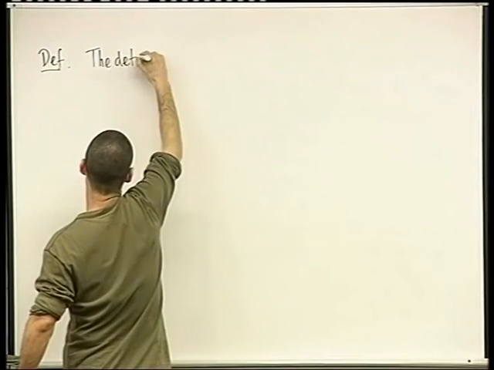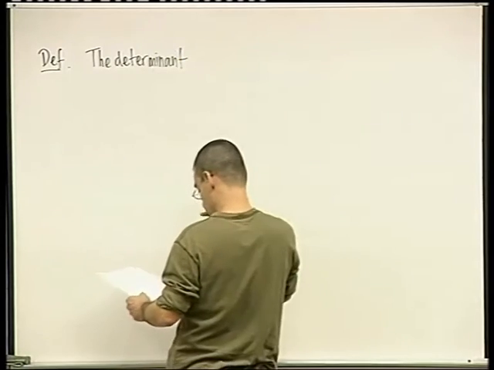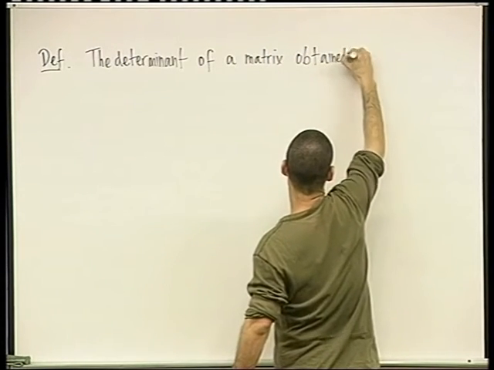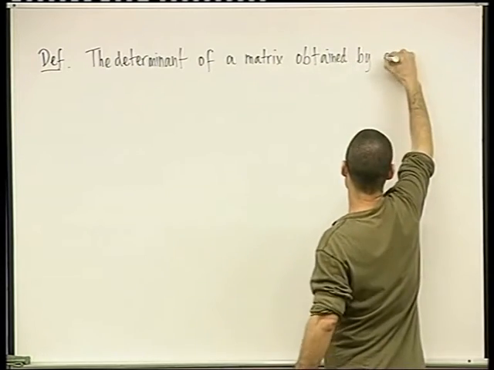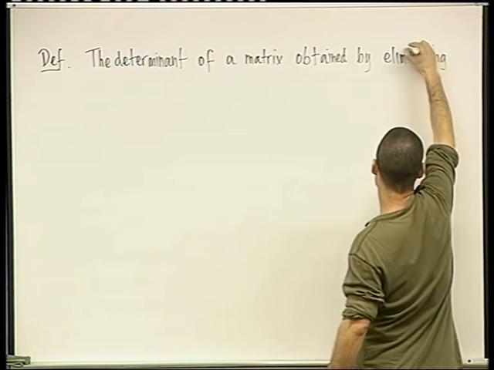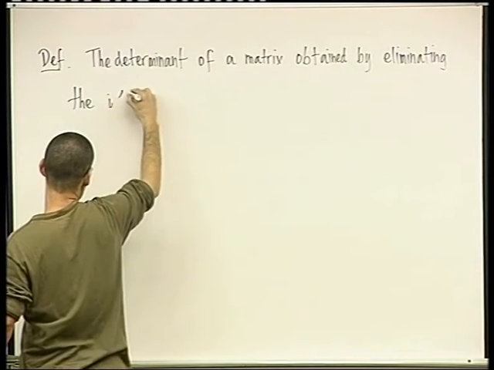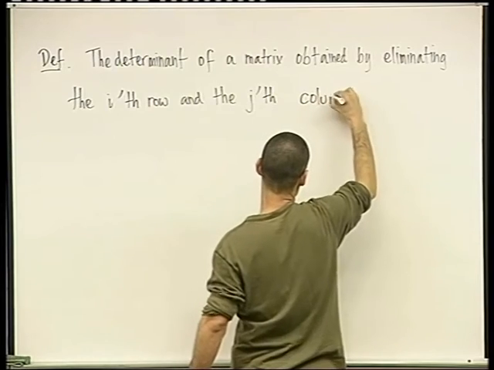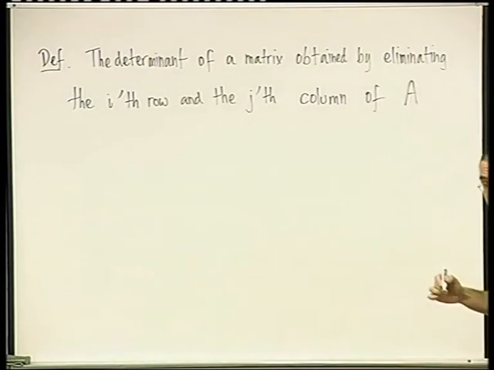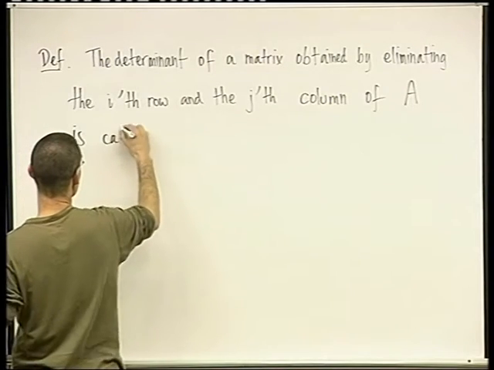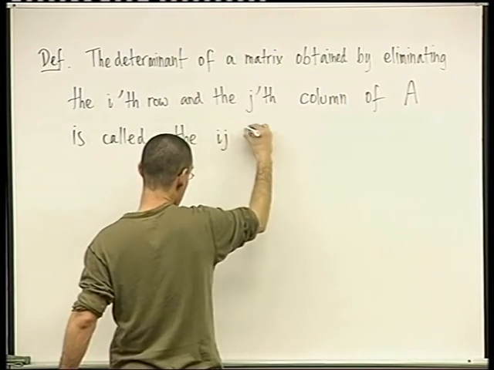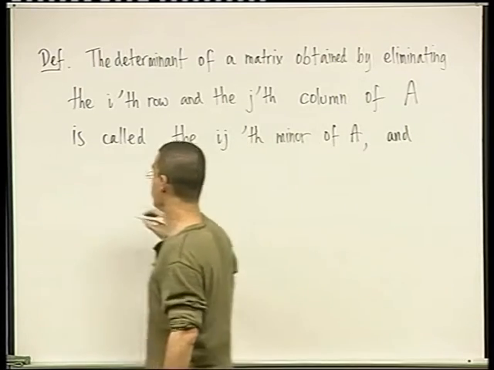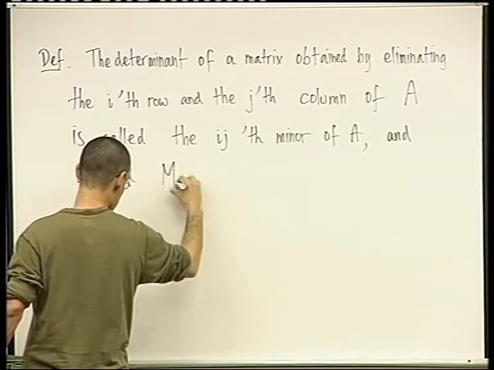The determinant of a matrix obtained by eliminating the ith row and the jth column of a bigger matrix A is called the ijth minor of A, and denoted, so there's even notation here, M sub ij.